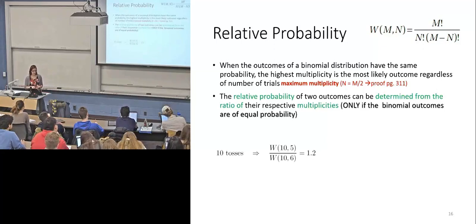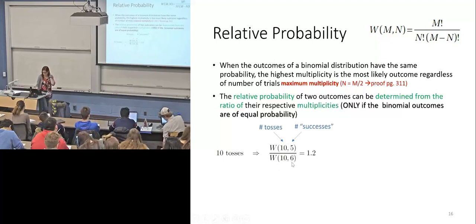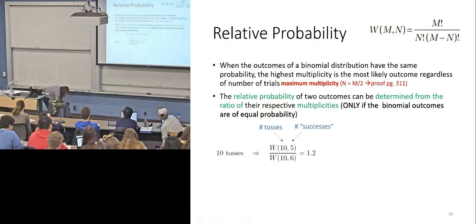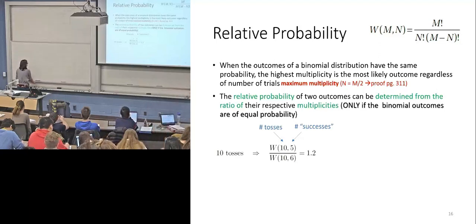So if you flip a coin 10 times, 10 is the number of tosses. Here, the number of successes, or the number of heads, if that's what you're interested in, is 5. So here we have a multiplicity of 10 tosses getting 5 heads. What is the multiplicity? How many different ways can you get 6 heads and 4 tails? Do I want to write it out for you? Hopefully everyone understands this is 10 factorial over 5 factorial, 5 factorial.